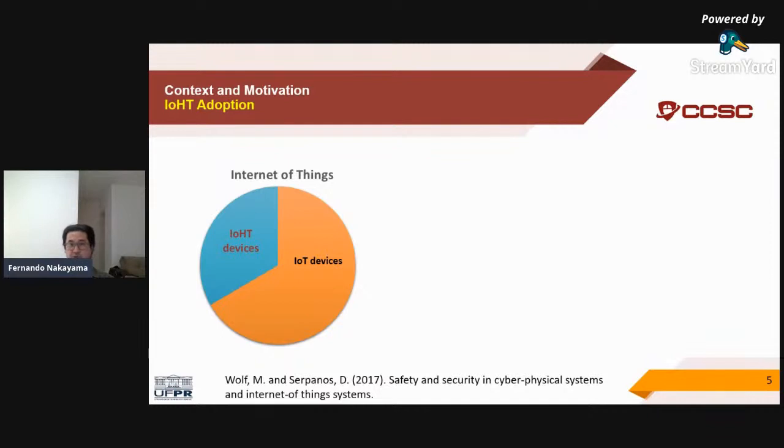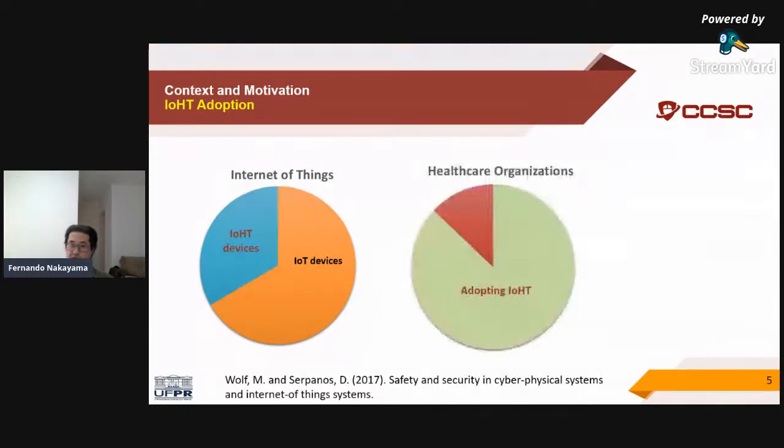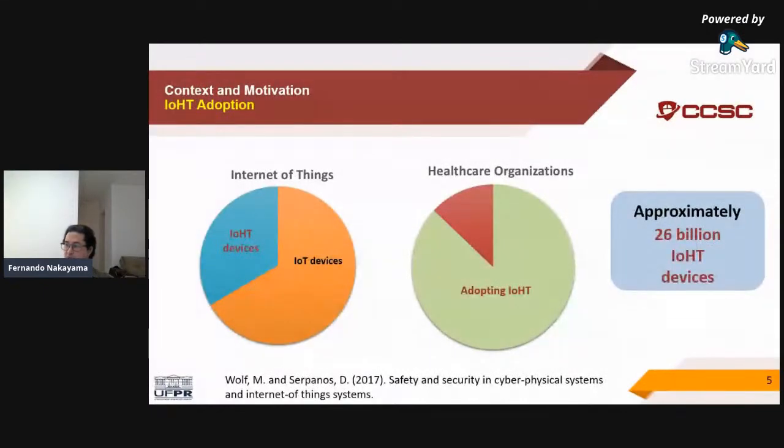According to Wolf and Serpanos, 1/3 of the existing IoT devices are healthcare related. So considering also the healthcare organizations, about 87% are currently adopting IOHT. So that leads us to approximately 26 billion IOHT devices right now.